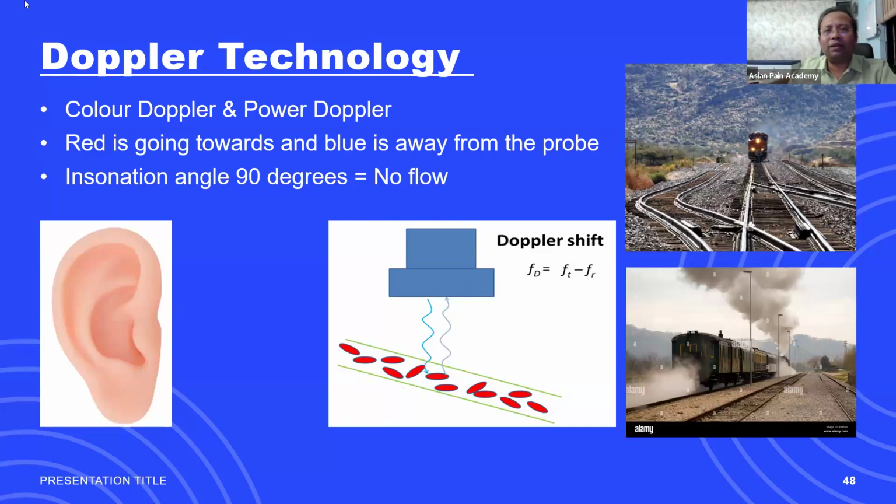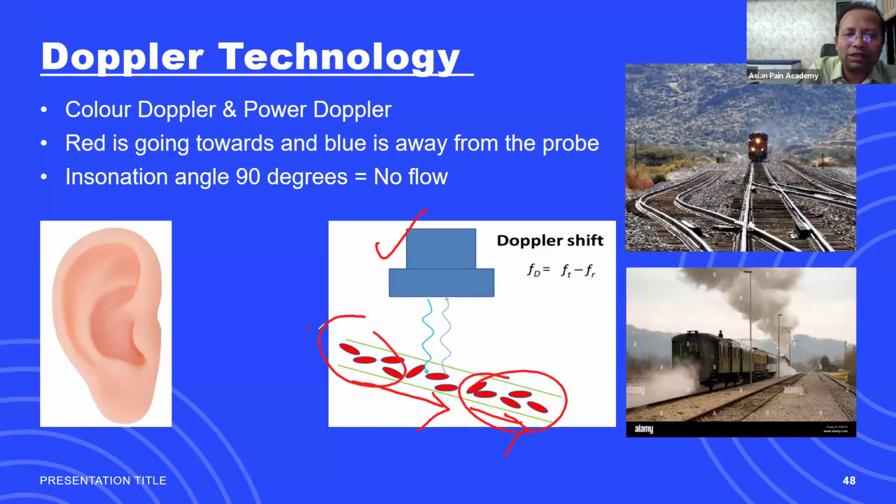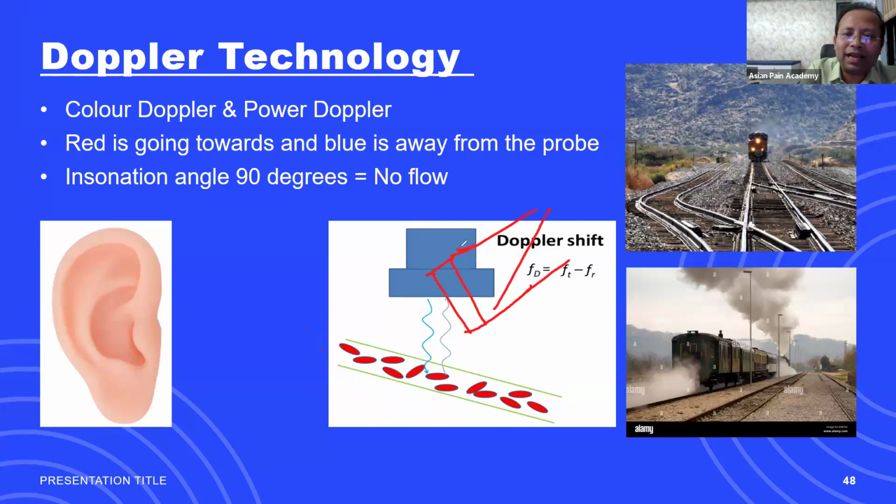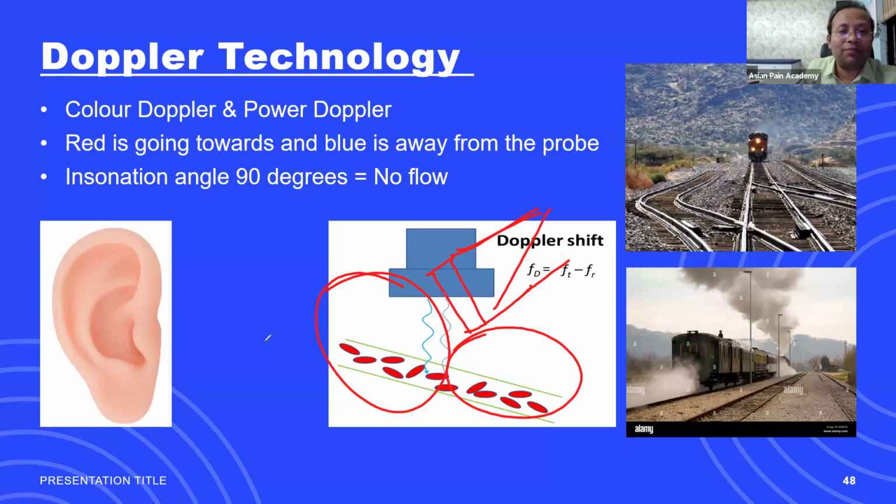Logically, if it is really 90 degrees here, are these RBCs coming or going? Say some RBC is going like this. If someone considers this part of the RBC, it will say it is going away, and if someone considers this part of the RBC, it will say it is coming towards the probe. So you cannot come to a conclusion. But if I tilt the probe a bit like this, then this part will not be taken care of. Only this part is taken care of. Then you know that RBCs are coming towards the probe.